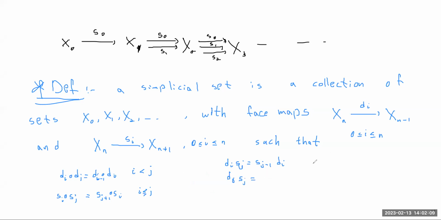Okay, sorry, this is if j is bigger than i, and if j equals i, oh okay, I don't have to say this. I can say it this way: d_j s_j or d_{j+1} s_j will be the identity. Why is this actually? We already see this here in the triangle.